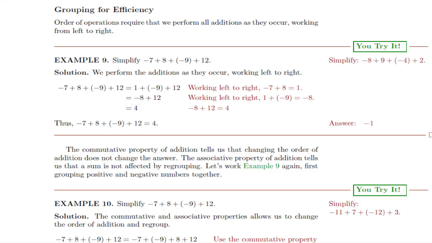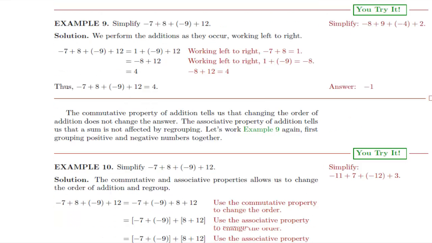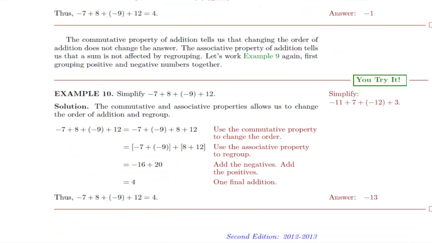The commutative property of addition tells us that changing the order of addition does not change the answer. The associative property of addition tells us that a sum is not affected by regrouping. Let's work example 9 again, first grouping positive and negative numbers together. So, example 10, simplify the same expression using the commutative and associative properties that allow us to change the order of addition and regroup. So first, use the commutative property to change the order, placing the negative numbers together and the positive numbers together. Then use the associative property to regroup.